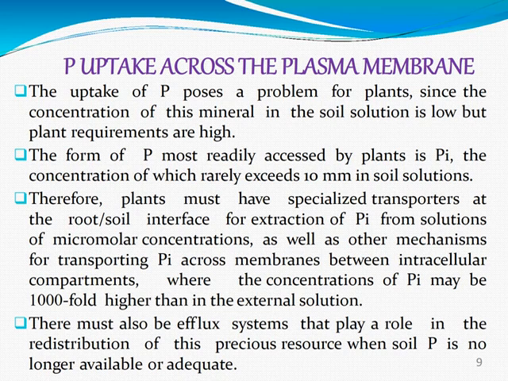There must be efflux systems that play a role in the redistribution of this precious resource when soil phosphorus is no longer available or adequate. You will see two different terms, efflux and influx. Influx is the movement from outside to the plasma membrane, and efflux is movement of ions from the plasma membrane to outside.